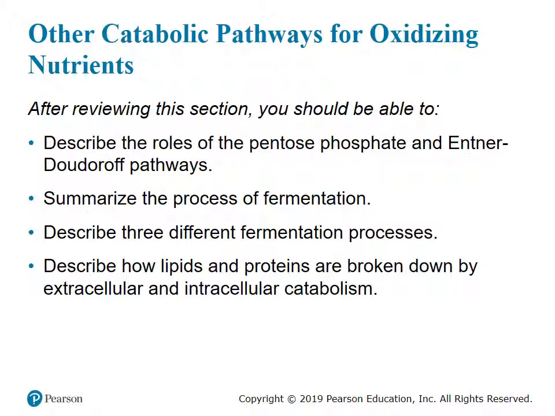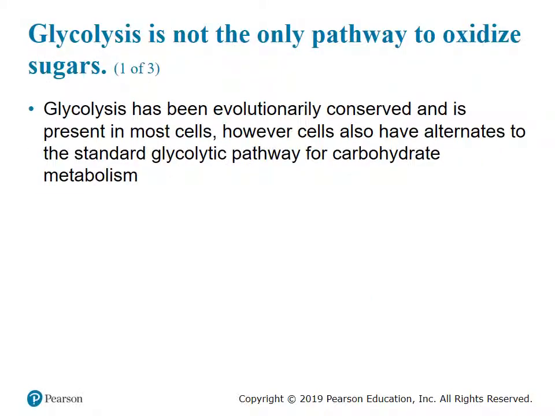So what we're going to look at here very quickly are other pathways for catabolizing nutrients, right? Other ways that organisms can actually do this, break down other things, right? So glycolysis is not the only pathway that we see in living organisms. Glycolysis is the most preferential. That's why you see it the most common in most cells, but there are some organisms like bacteria that actually have alternates, okay?